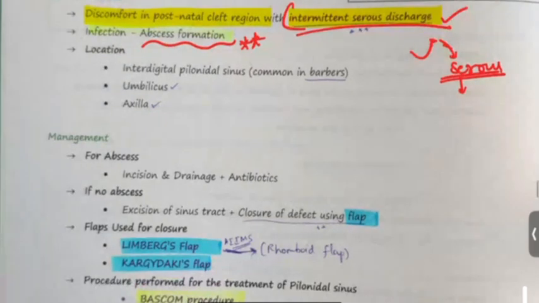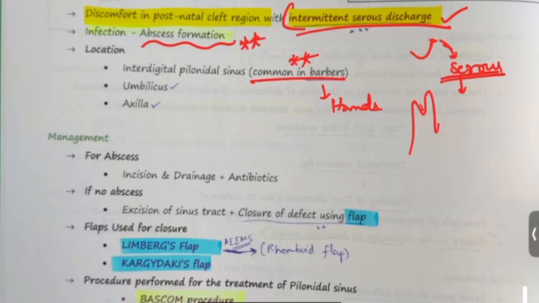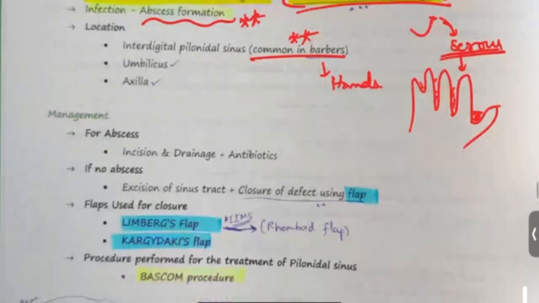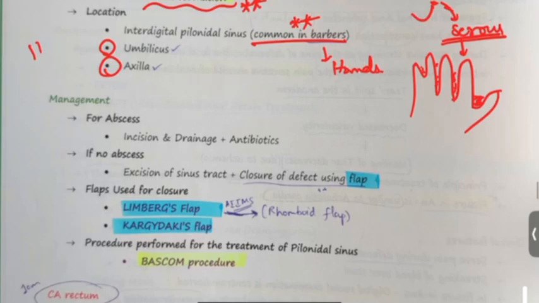Okay, usually the location is interdigital pilonidal sinus, commonly seen in barbers. So in barbers it can also happen in the arms, hands. Okay, between the digits of the hands. So basically hairs get accumulated in barbers between these regions, and usually they will not wash, or they won't maintain proper hygiene, and because of that reason there will be accumulation of hairs in this region, and then it will lead to pilonidal sinus. And it can be seen in the region of umbilicus also and axilla also. So basically wherever hairs are present, in that region it is most common. Okay, so pubic region or umbilical or axilla or interdigital pilonidal sinus in case of barbers.